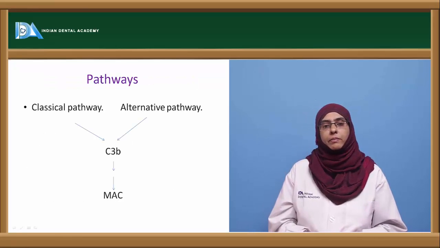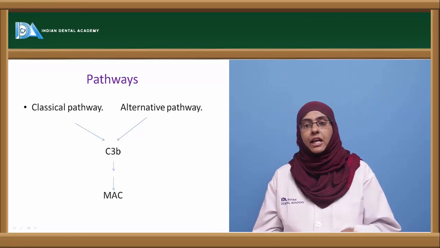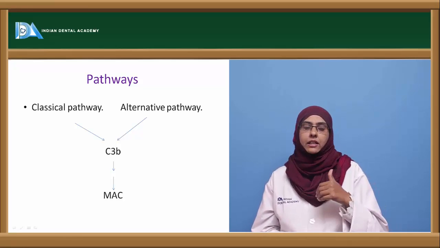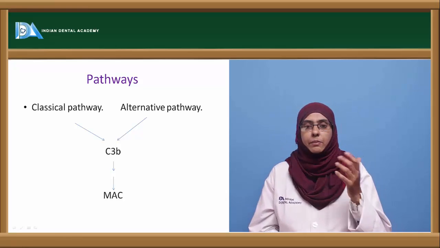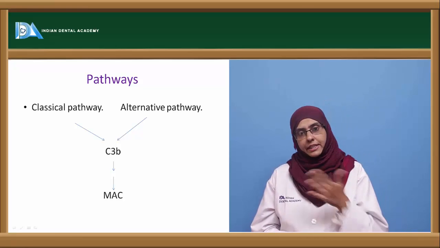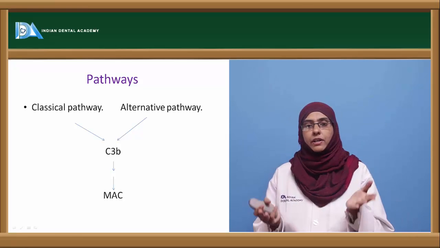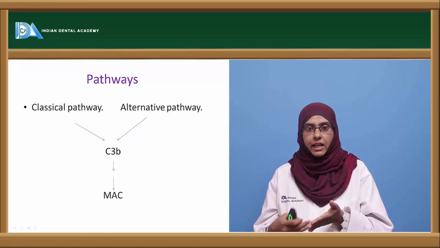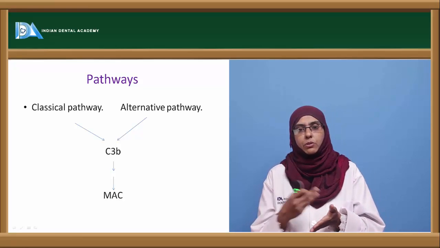Now, how do these complements usually get activated? There are two major pathways by which the complement protein gets activated: the classical pathway or the alternative pathway. Depending on which type of antigen or antibody is involved, the complement protein enters into that particular pathway. Irrespective of which pathway it is, both of them join together at C3b, and after that all the steps leading to the formation of the membrane attack complex are the same in both pathways.